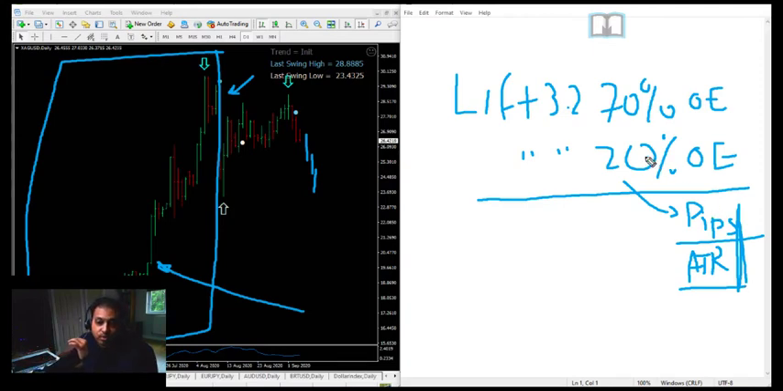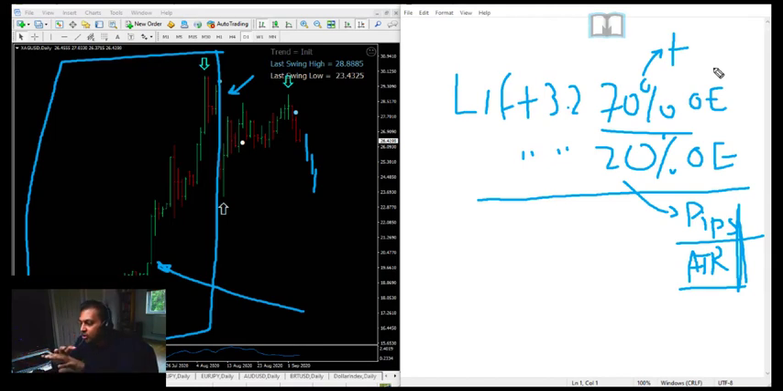Now with Liftoff 3.2 70% OE, on the other hand, we're looking to capture the moves that occur 70% of the time. So the targets and exit points on this strategy are going to be much tighter, and we're going to get out much faster. We're not going to let it run for the open equity. We're going to get in and get out very, very quickly. That's the whole idea on Liftoff 3.2.